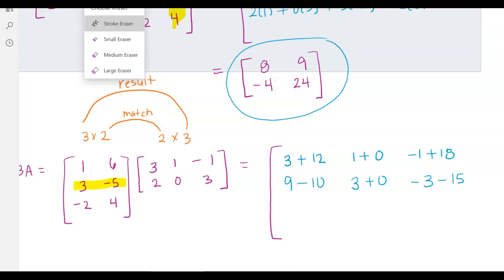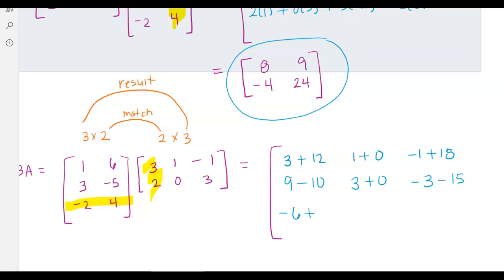Okay, third row. Third row, first column, -6 plus 8. Third row, second column, -2 plus 0. And then third row, third column, 2 plus 12.